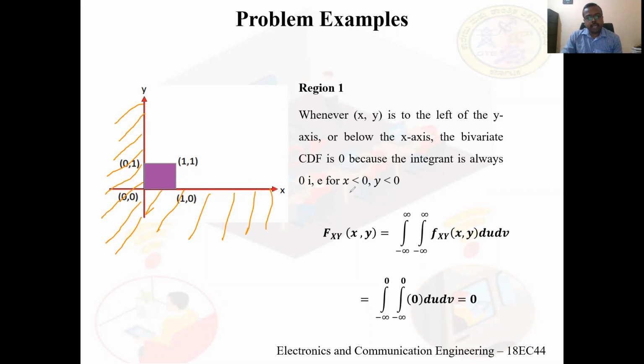So for anything x less than 0, and for anything y less than 0, the bivariate CDF is equal to what? It is equal to 0 here, right? This is the first region. For this region, for x, y less than 0, the bivariate CDF is equal to 0 here.